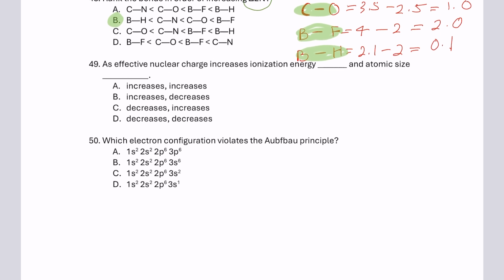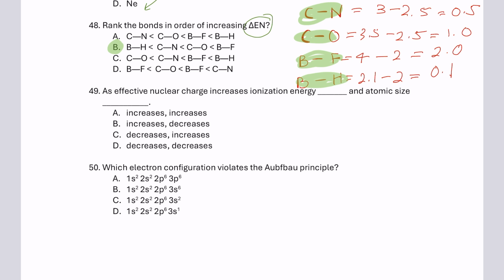Now we move on to problem 49. Problem 49 says, as effective nuclear charge increases, ionization energy blank and atomic size blank. As we move across a period in the periodic table, the effective nuclear charge increases because additional protons are added to the nucleus, while electrons are added to the same energy level.